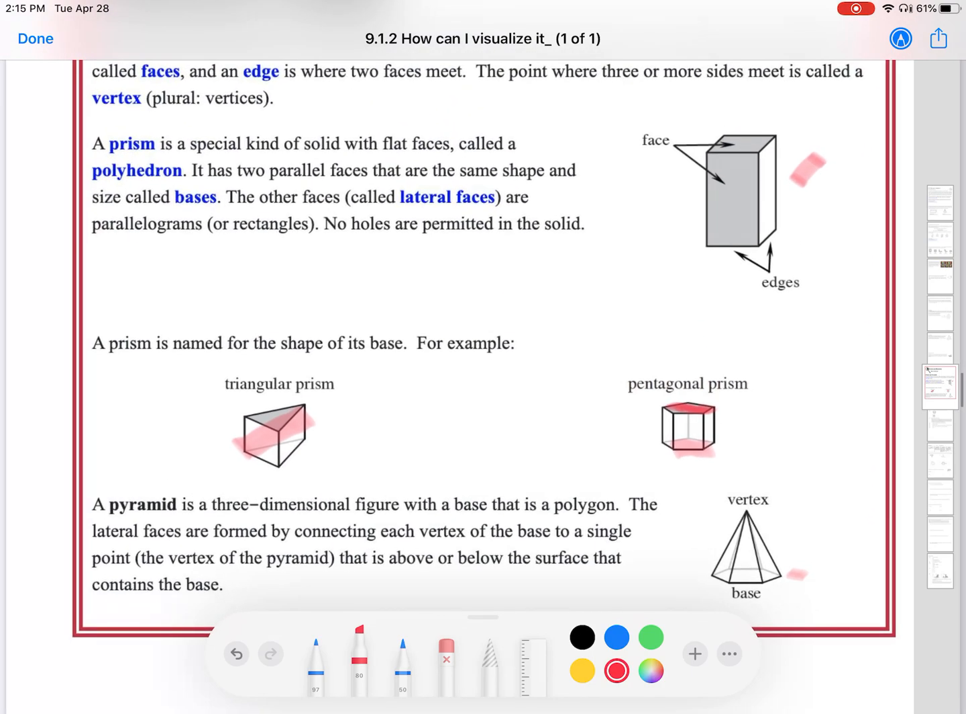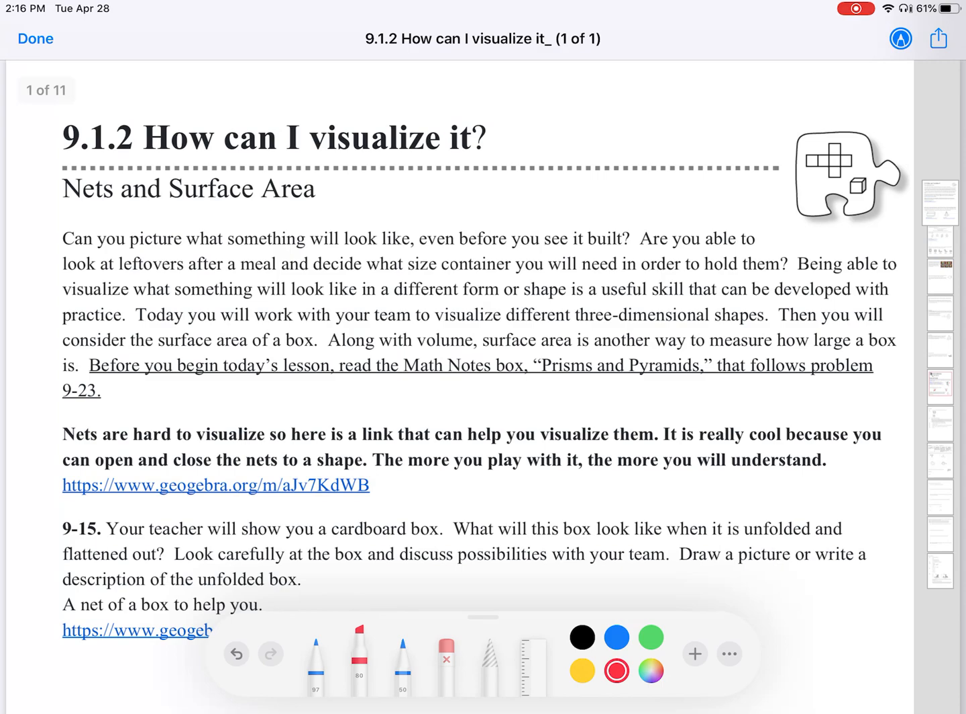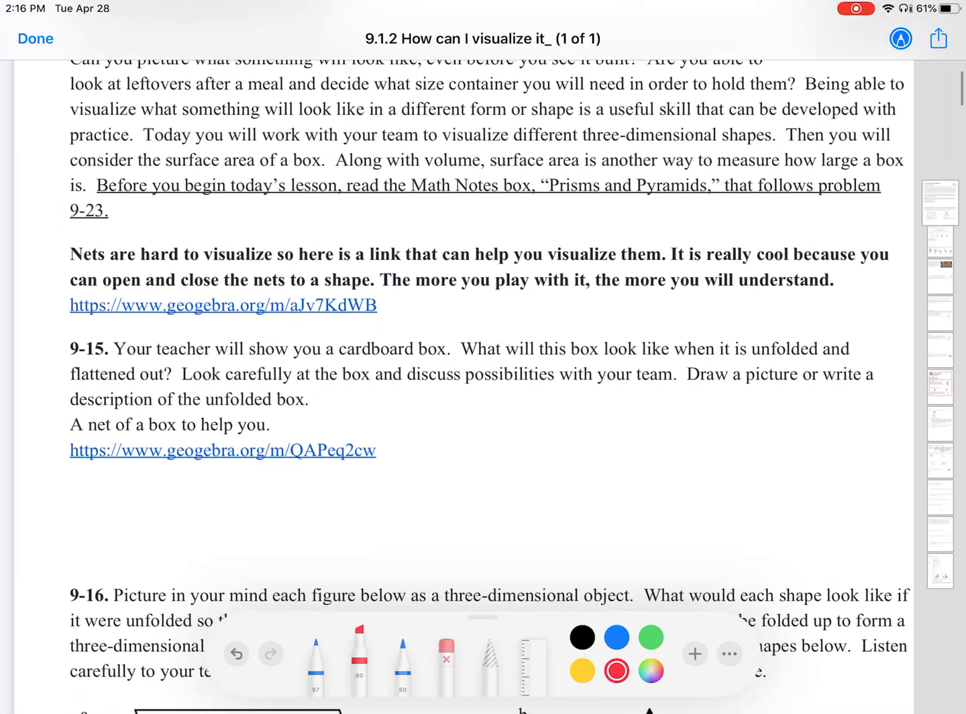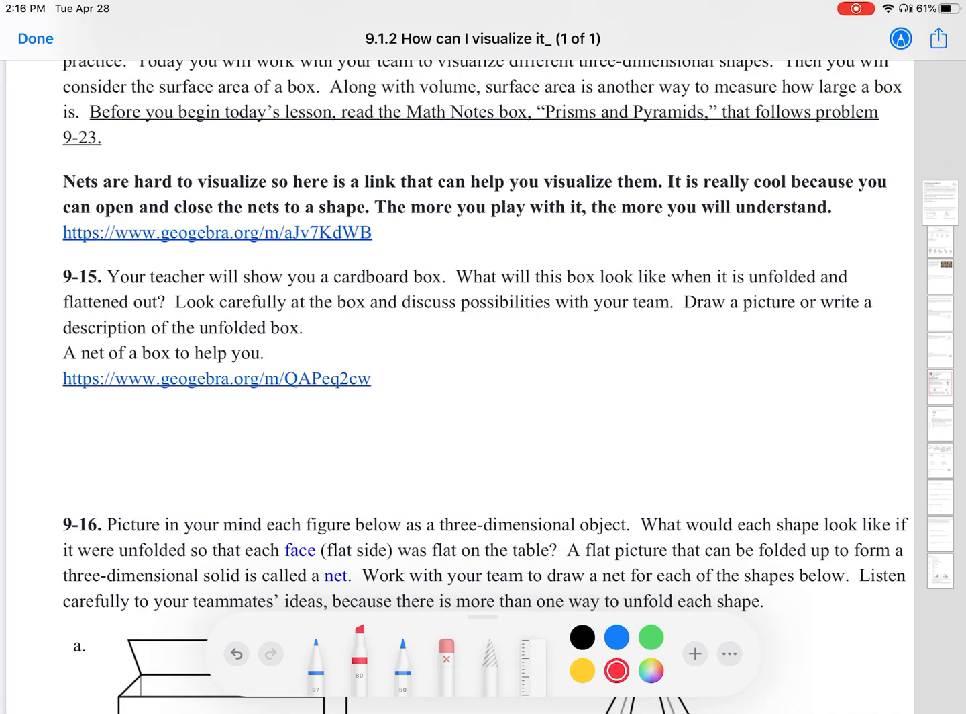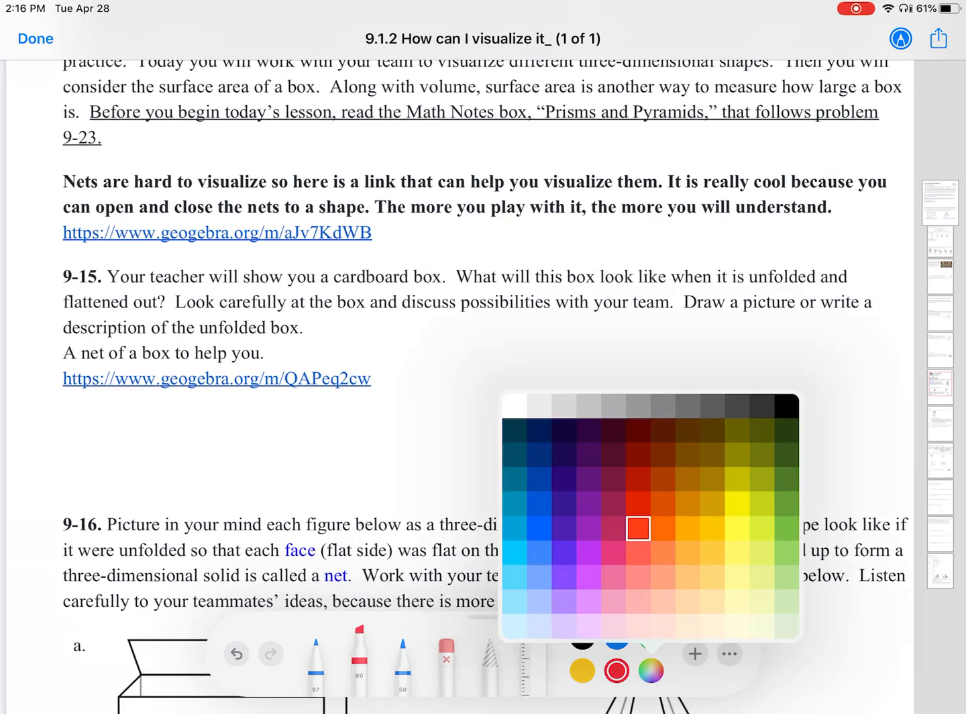Okay, so I'm going to go up here, and we have 912, and we're going to talk about how we can visualize nets and surface area. So how we can visualize stuff, and we're going to talk about nets and surface area of shapes, all right? And this is the last that we talk about in regards to surface area, volume, that sort of thing. As we close out the year, this year has just flown by, even this last quarter.